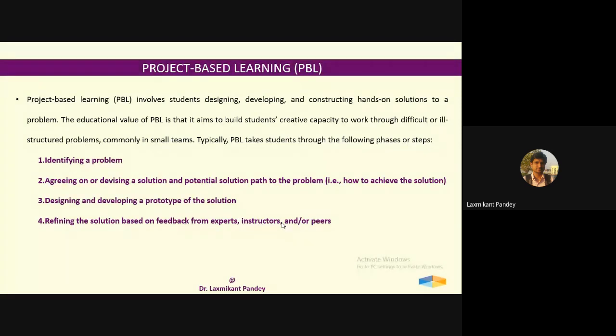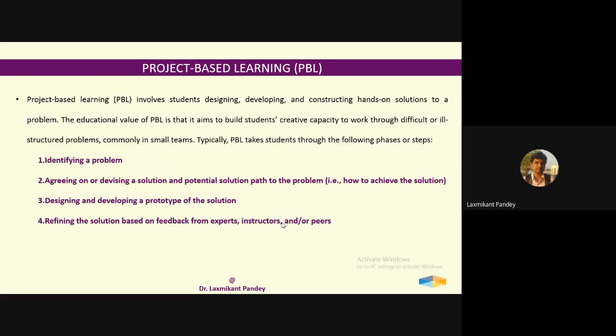Okay, so if you look at the process of project-based learning, it has four stages. The first stage is identifying a problem. In that case, you can make the students free to think of any kind of problem you are seeing around you. This is one thing you can do, or you can identify the problem yourself and give that particular problem to the students, and just tell the students to come up with a solution to that particular problem.